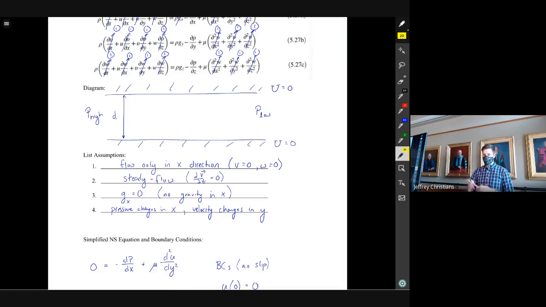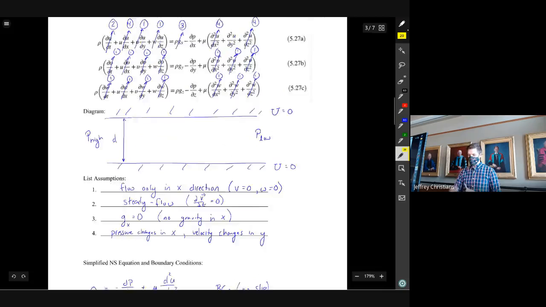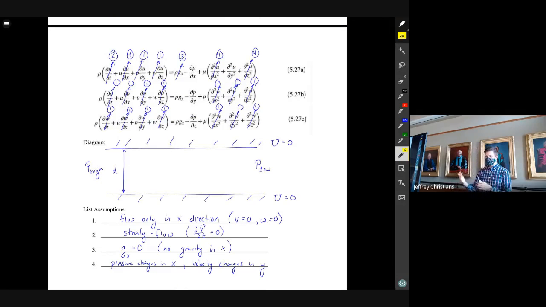Okay, so we'll pick up today where we left off on Wednesday with this second solution to the Navier-Stokes equation. We're looking at a situation where we have two parallel plates. So there are two plates like this. They have a gap in between them. And on one side, we have high pressure. And on the other side, we have low pressure.